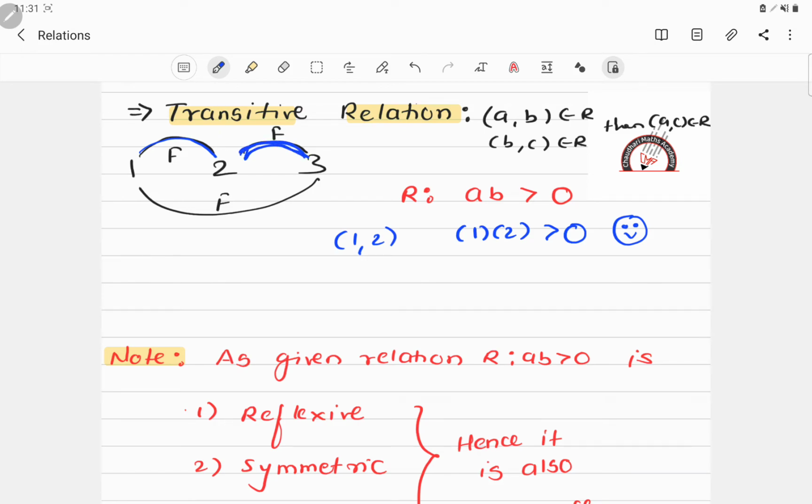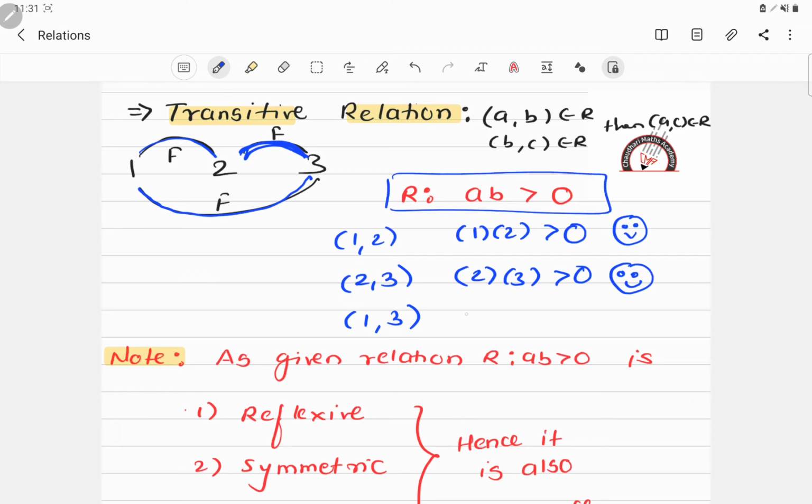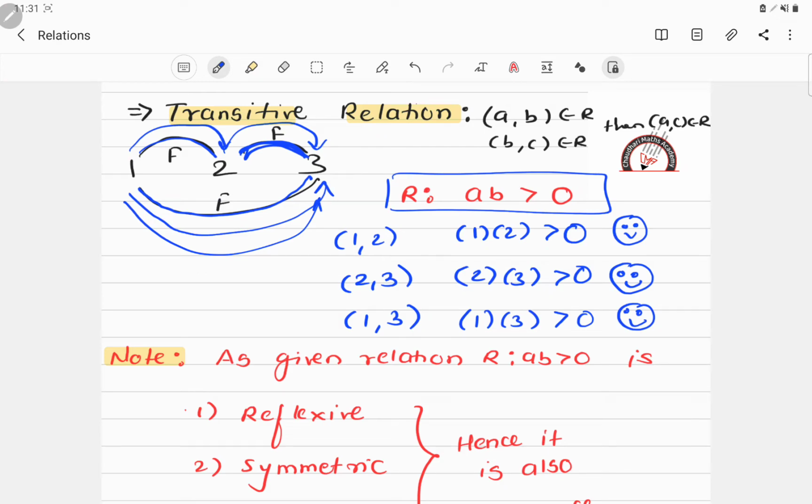Then 2 is a friend of 3. So 2 into 3 greater than 0, it satisfies that relation. Okay, then let's cross check whether really 1 and 3 are friends of each other or not. If 1 and 3 are friends of each other, then definitely it will be a transitive relation. Okay, substitute here in this formula. a is 1, b is 3, 1 into 3 is greater than 0, and here this 1 is also a friend of 3. So 1 is a friend of 2, 2 is a friend of 3, and 1 is also a friend of 3. This indicates this is a transitive type of relation.